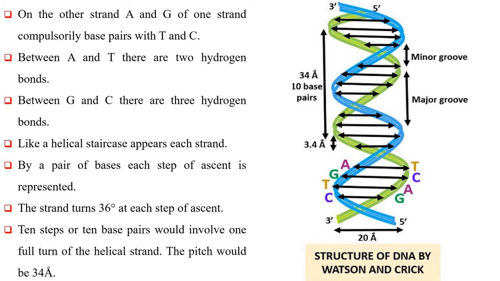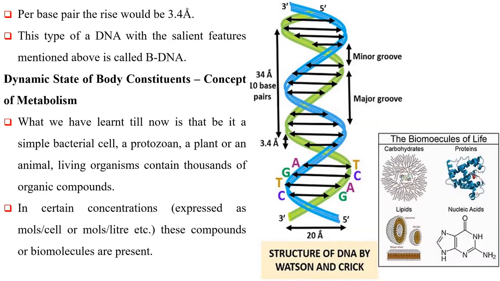The strand turns 36 degrees at each step of ascent. 10 steps or 10 base pairs would involve one full turn of the helical strand. The pitch would be 34 angstrom. Per base pair, the rise would be 3.4 angstrom. This type of DNA with the salient features mentioned above is called B-DNA.